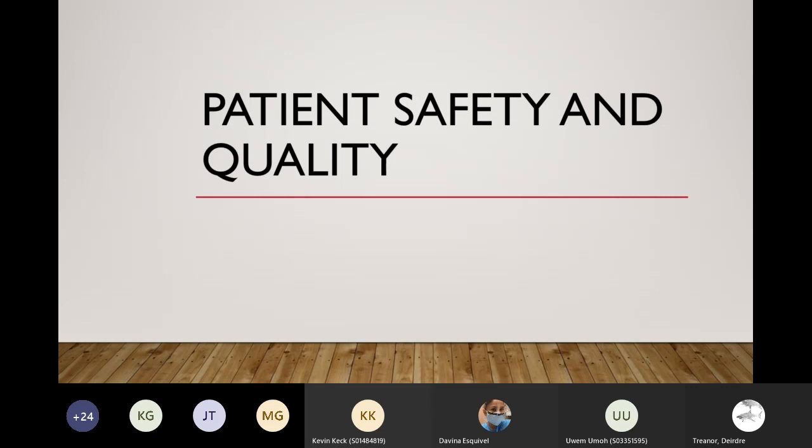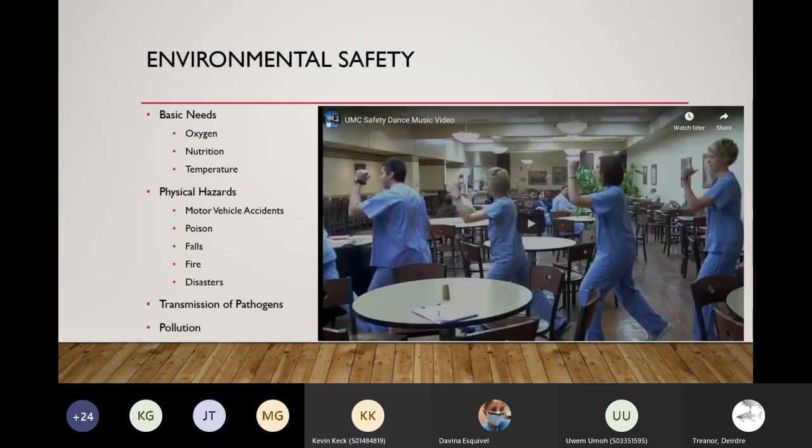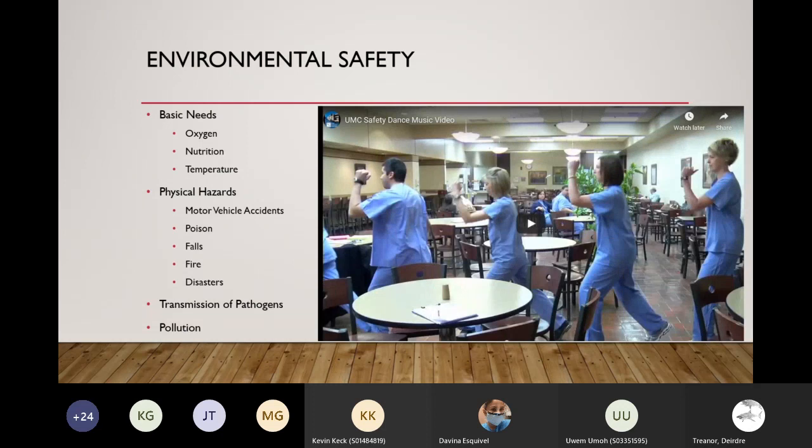So, patient safety and quality. So, basic needs. Anyone remember Maslow's? Who remembers Maslow? I know some of you do.